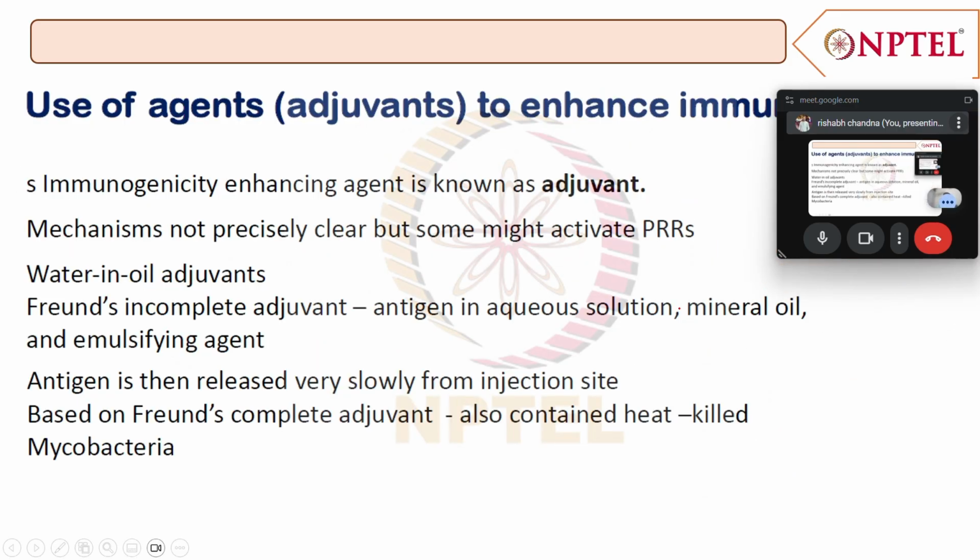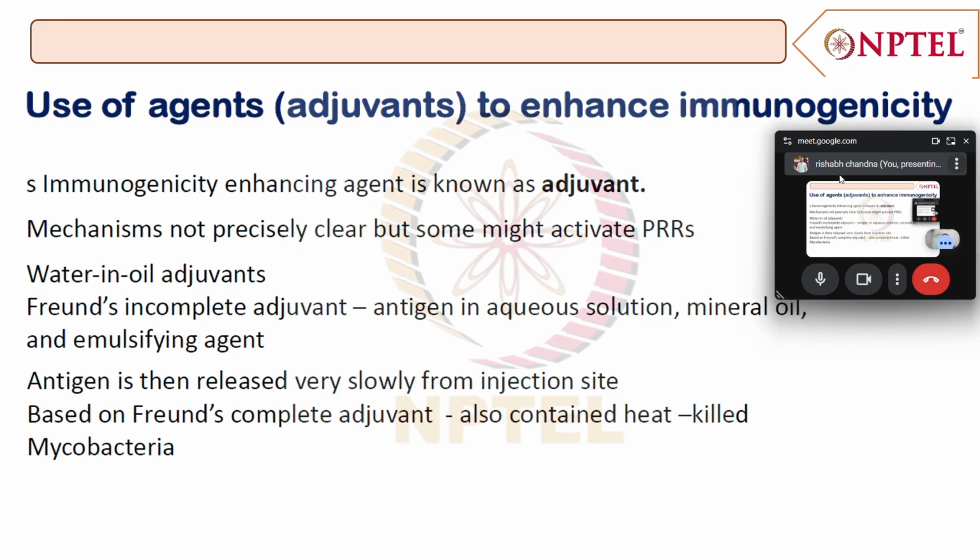Okay. Now we are moving on to the use of adjuvants to enhance immunogenicity. The immunogenicity enhancing agents are called adjuvants. So these are basically the immune enhancing agents.